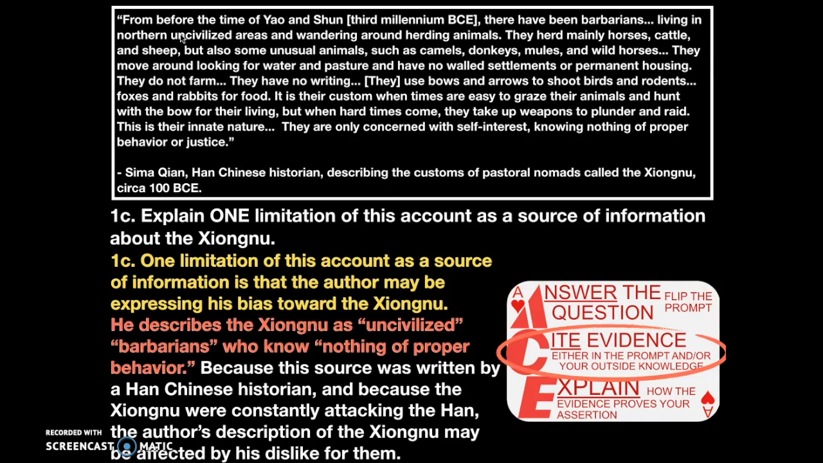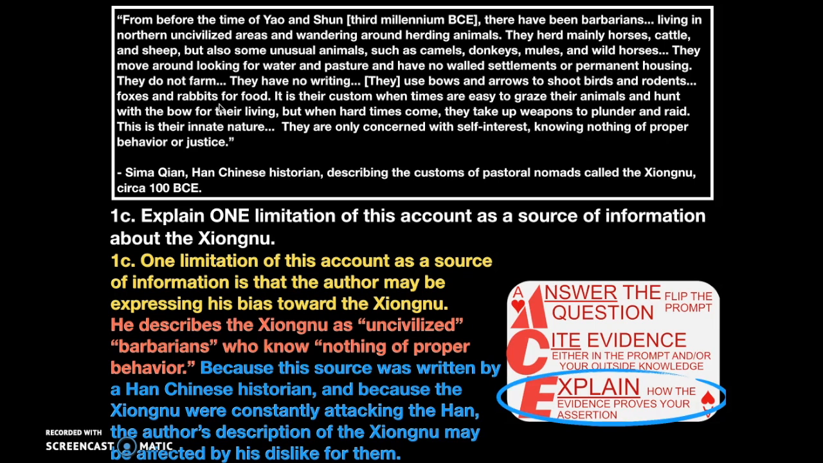So for example, he describes the Xiongnu as uncivilized barbarians who know nothing of proper behavior. Notice again, I'm quoting, but I'm not using long quotes, just 3 to 5 words that we're quoting to support our answer. Then we have to explain. And this is the critical part when they ask you to explain. And here we're explaining why there is some bias. Well, first of all, we have to make note that he is a Han Chinese historian. Another possible source of bias is that the Xiongnu were constantly attacking the Han, and therefore he is going to treat the Han as an enemy, and he's going to be affected by his dislike for them, and that's going to explain the possible bias here, and also the limitation of this source as information about the Xiongnu.